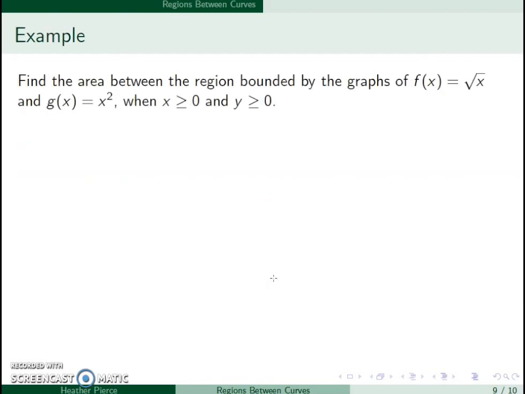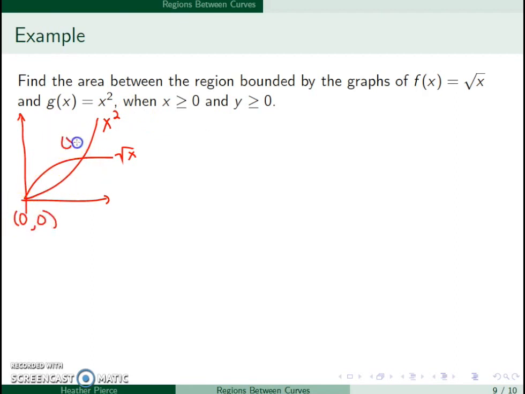So let's go back and look at our first example. As a reminder, our graph looks like this one. So this was the square root of x, and this one is x squared. We know that this is the point 0, 0, and this is the point 1, 1. So if I want to do this in terms of y, I'm now going to look at the y coordinates for my bounds, which in this case is still 0 and 1.